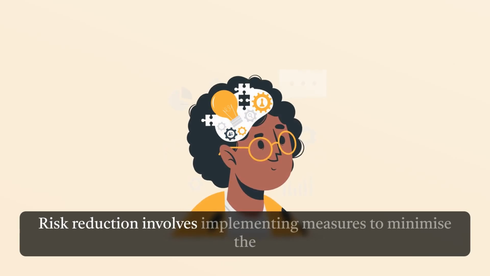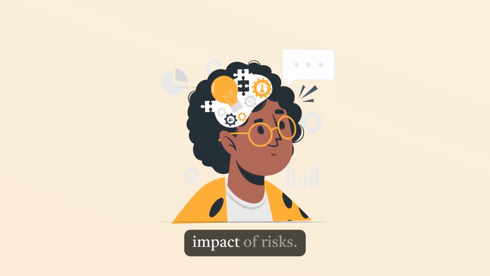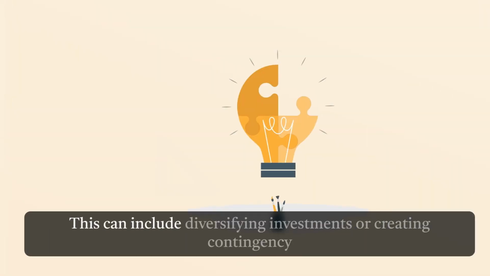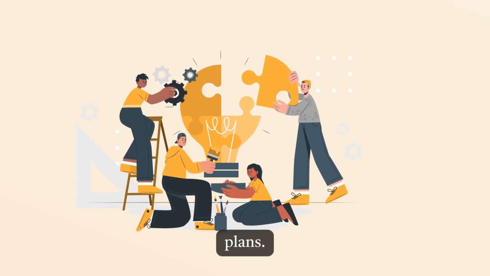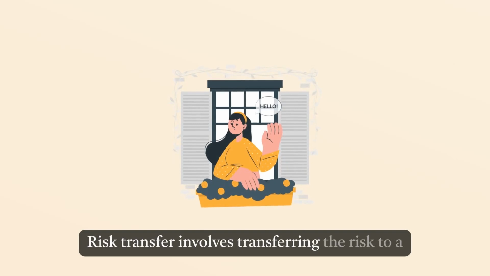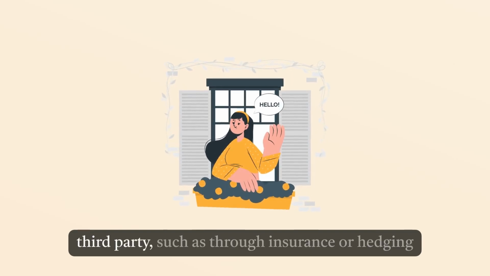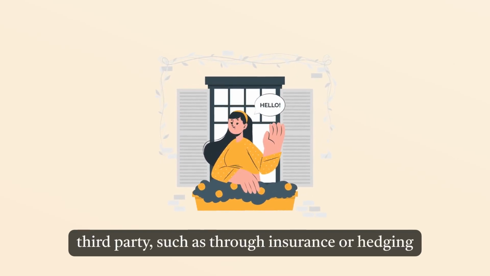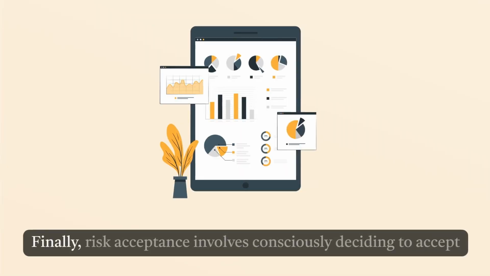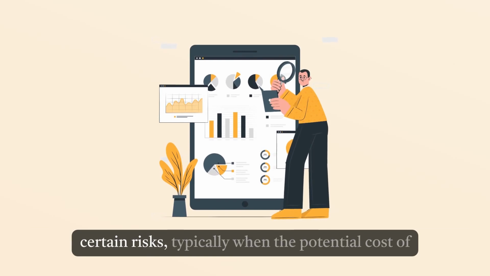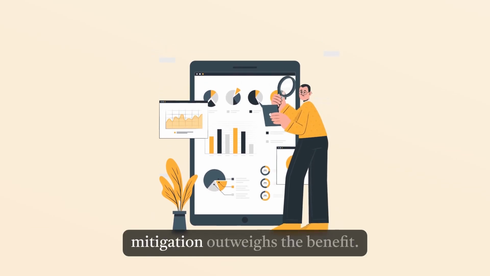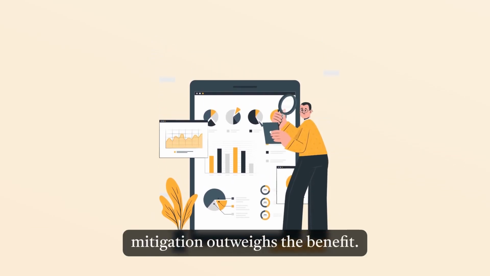Risk reduction involves implementing measures to minimize the impact of risks. This can include diversifying investments or creating contingency plans. Risk transfer involves transferring the risk to a third party, such as through insurance or hedging arrangements. Finally, risk acceptance involves consciously deciding to accept certain risks, typically when the potential cost of mitigation outweighs the benefit.